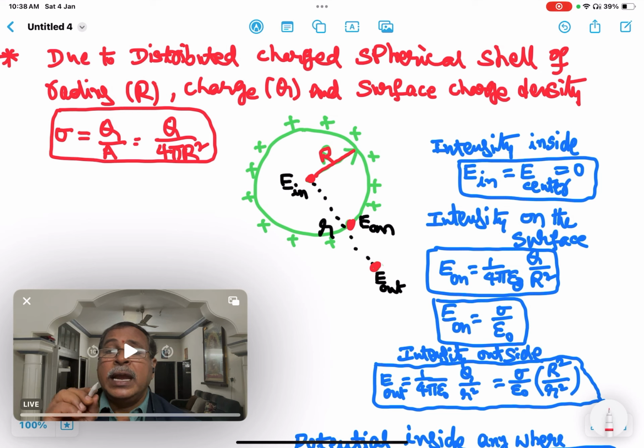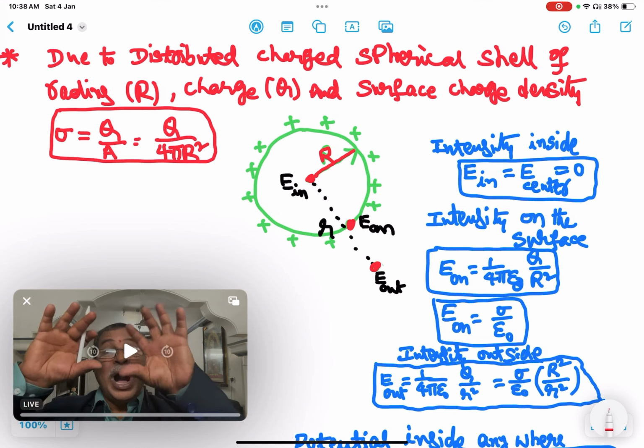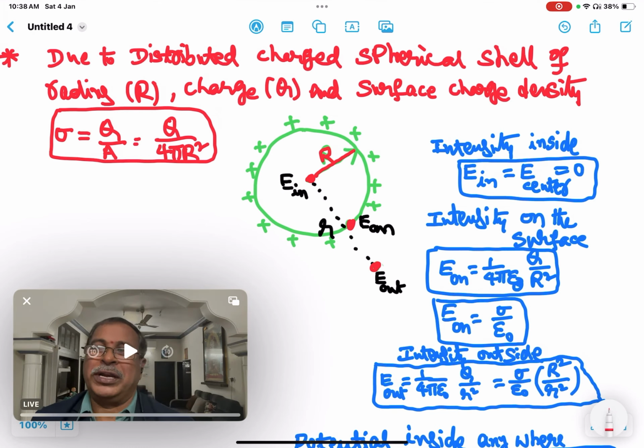Now, they may ask the intensity at the center, at a distance of 2 centimeter, at 3 centimeter, at 4 centimeter. So within that 10 centimeter radius, they may ask at any point. Inside, anywhere, the intensity is 0 there, because there is no charge inside. Charge resides only on the outer surface. That is an important point.